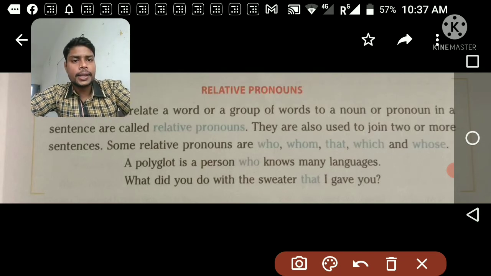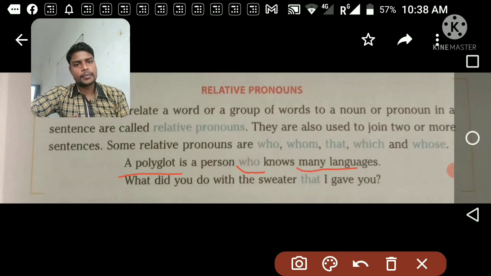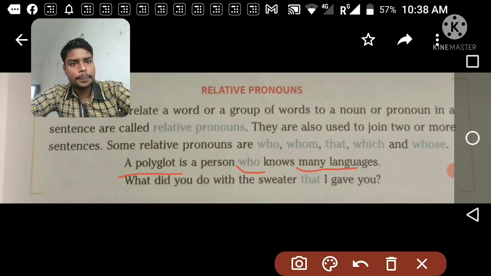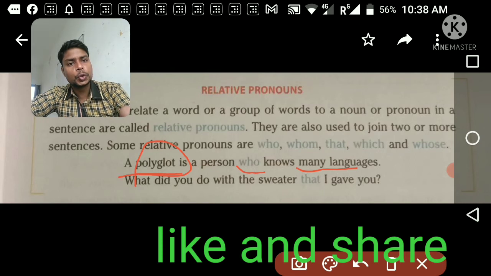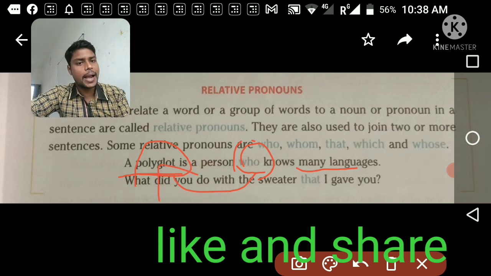See, a polyglot is a person who knows many languages. What is the noun here? A polyglot. So we are speaking about a polyglot. So it is the subject and it is the noun in this sentence. A polyglot is a person who, meaning what? Here who refers to what? Polyglot itself. It refers back to the noun.